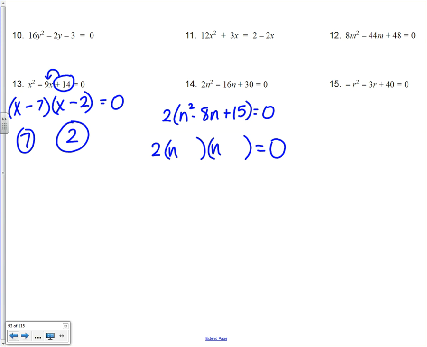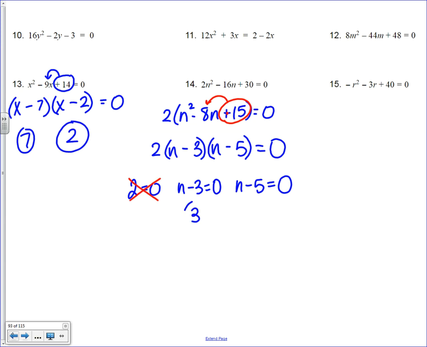I need factors of this 15 that will add to 8. Well, that will be 3 and 5. Okay, since it's a sum of the 15, it's plus 15, my symbols need to be the same, and they will both be minus. Now, please note, when I set these factors equal to 0, there's 3 of them, but my GCF did not have a variable in it, so this will not give me an answer because 2 does not equal 0. My other answers will be 3 and 5.